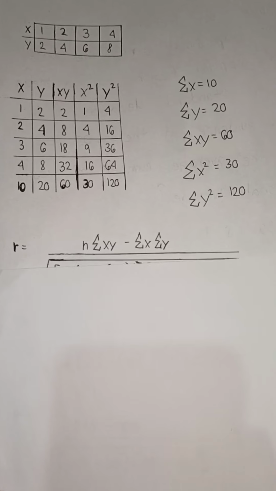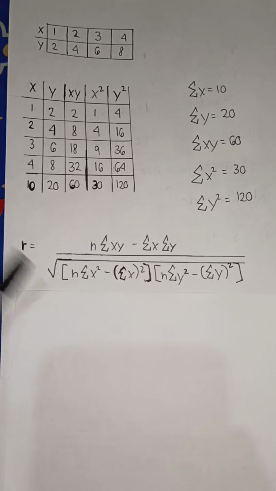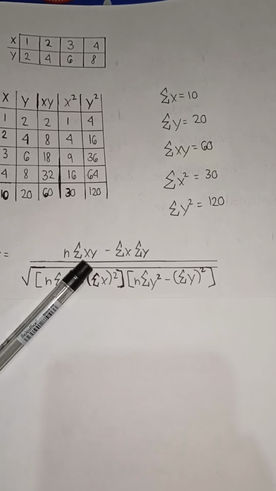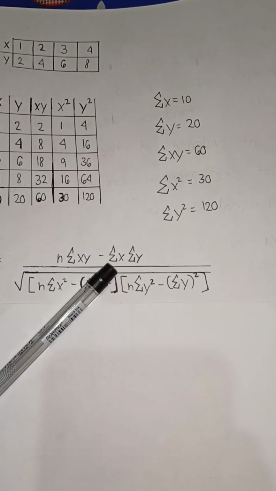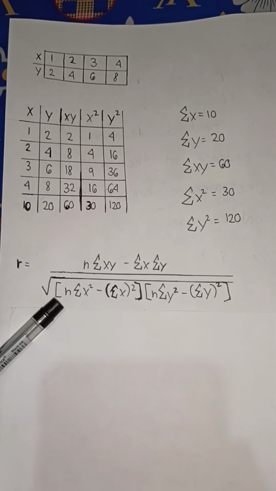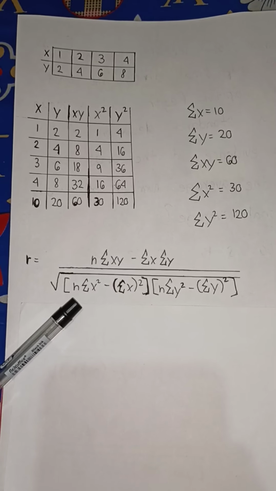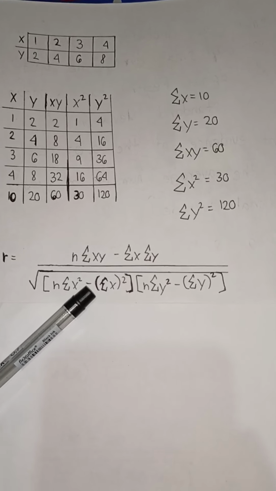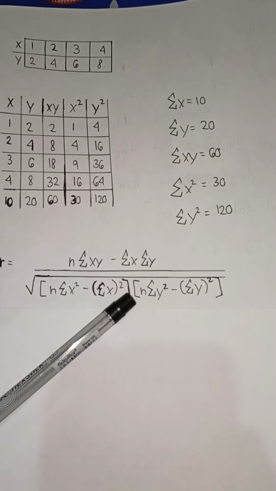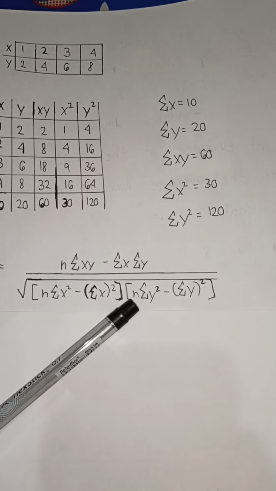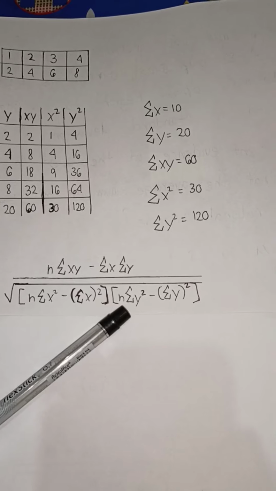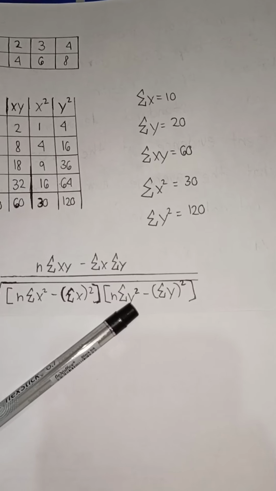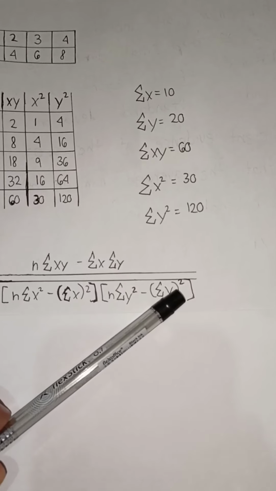And our formula here is r is equal to n times the sum of xy minus the sum of x times the sum of y, divided by the square root of n times the sum of x squared minus the sum of x, squared, times n times the sum of y squared minus the sum of y, then squared.